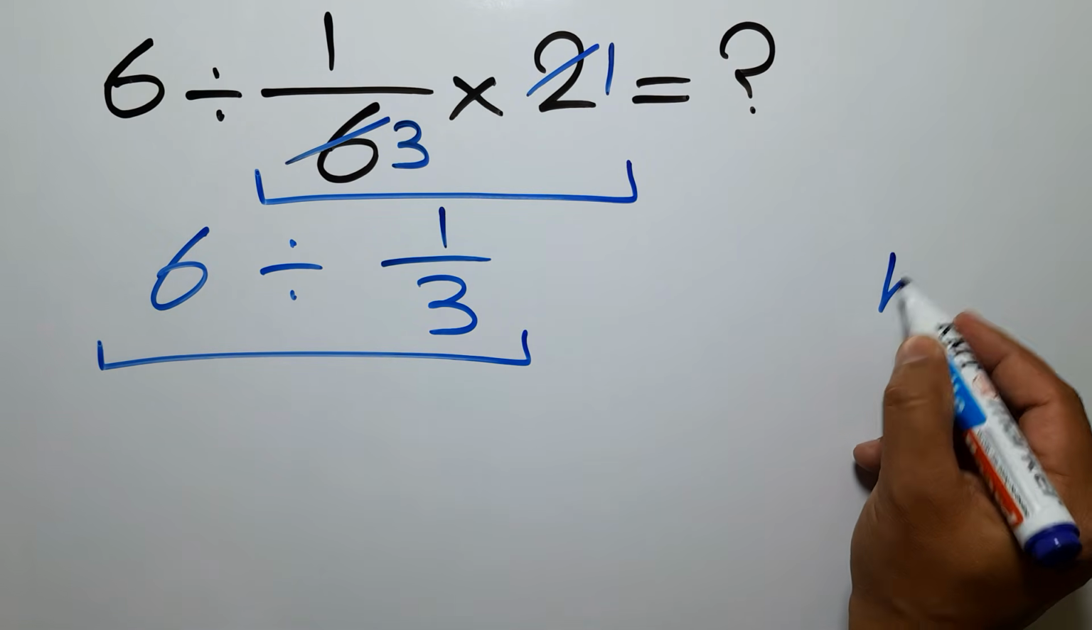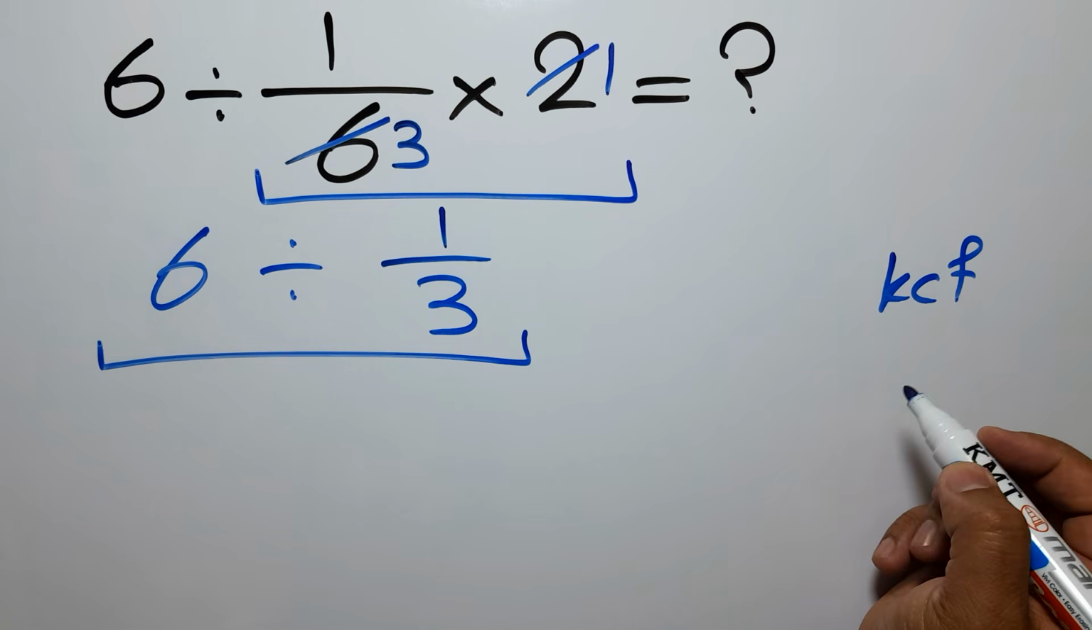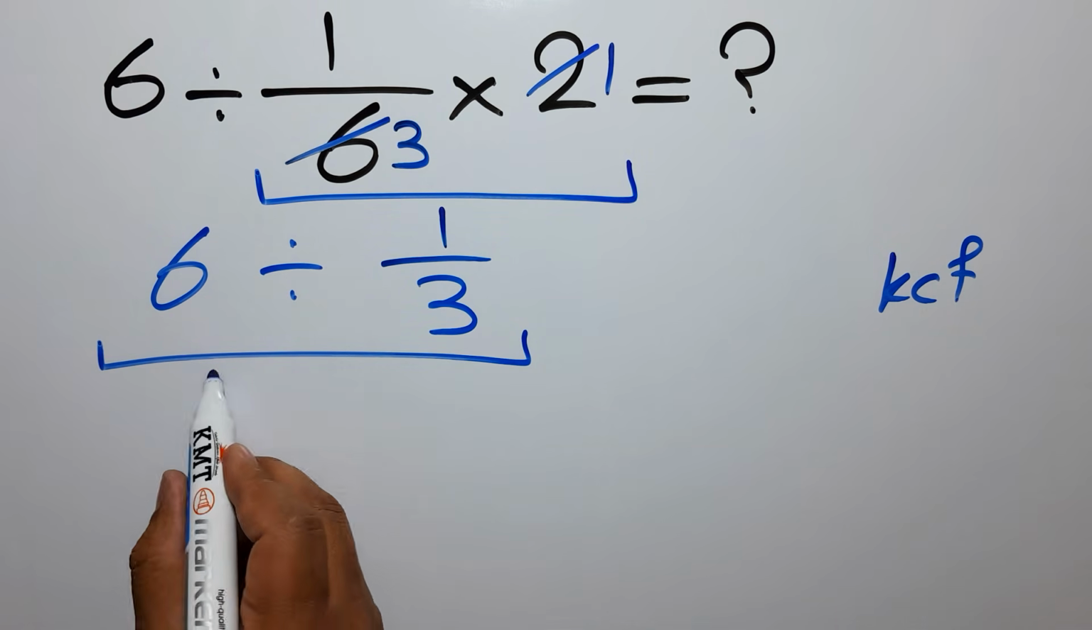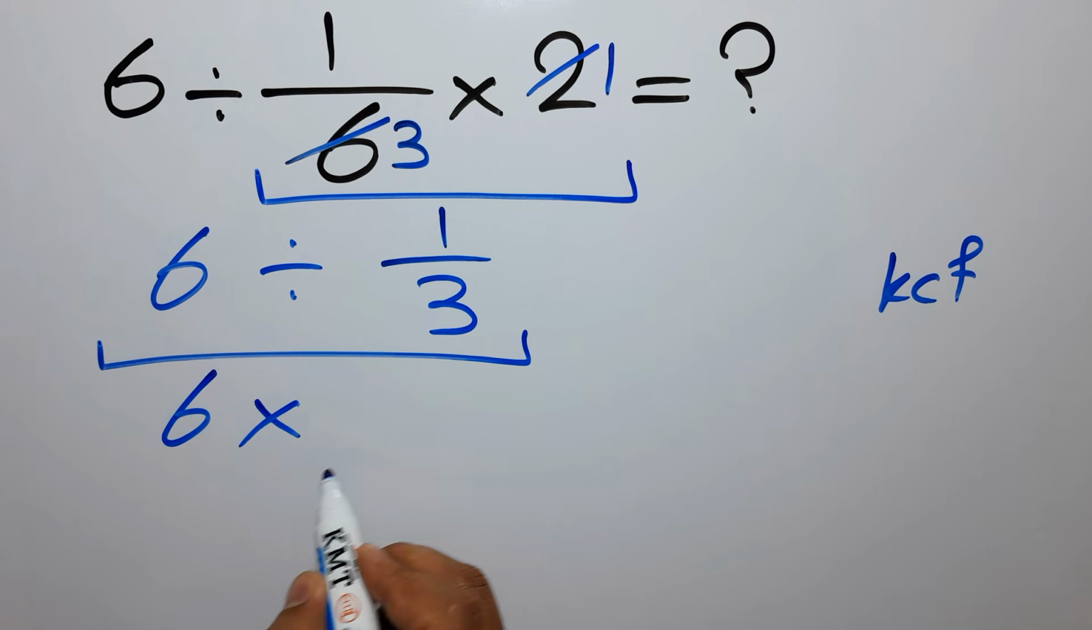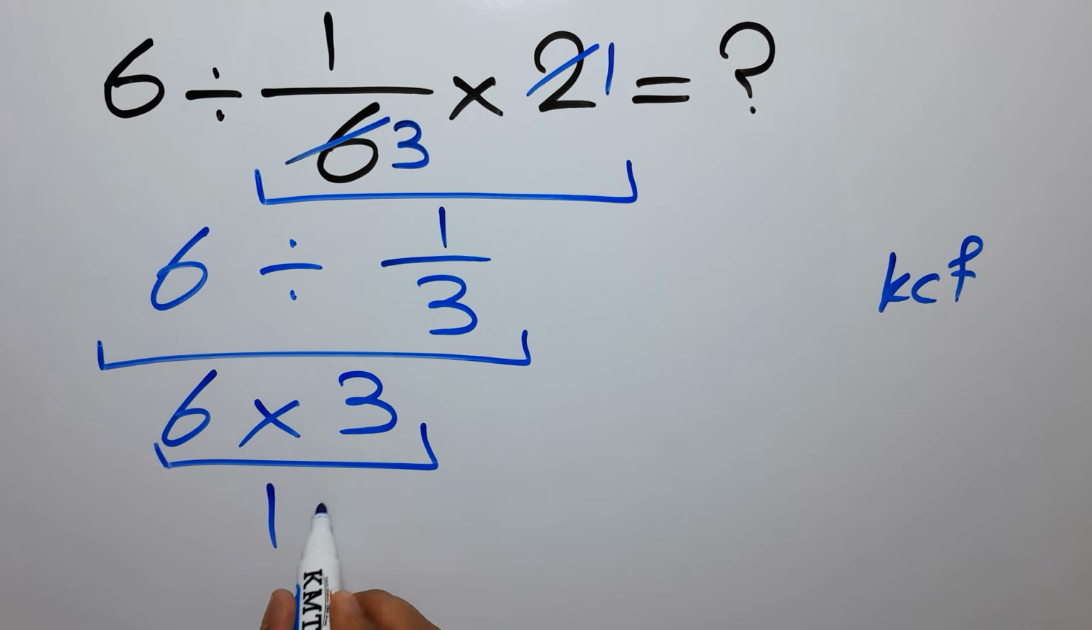According to the KCF rule, K stands for keep, C stands for change, and F stands for flip. We can write keep the first fraction, change division to multiplication, and flip the second fraction. So we have 6 times 3, which equals 18.